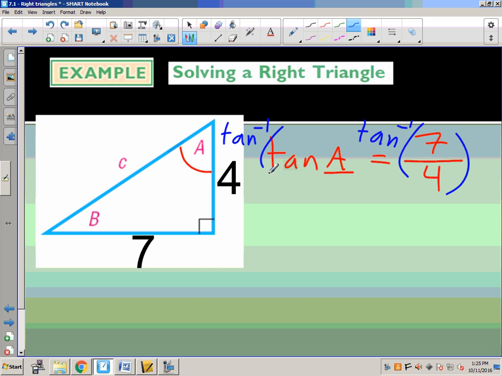That's really what you're doing when you do this. Because what does the tangent inverse do to a tangent? Cancels. Same way a square root and a square cancel each other out. Same way division by 2 and multiplication by 2 cancel each other out because they're inverses of one another. So we get A is equal to the inverse tangent of 7 over 4. We type that in our calculator and we get our answer. What questions do you guys have?